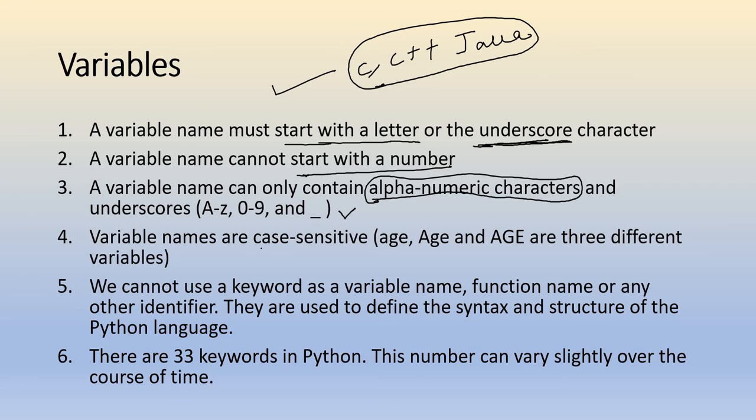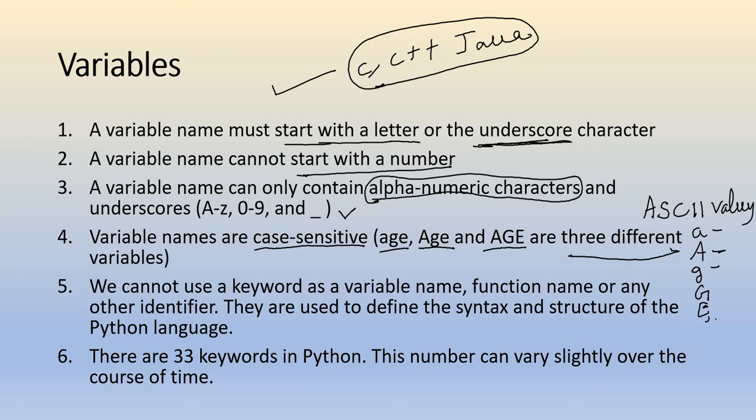Variable names are also case sensitive. If you write age like this, with a capital, and if you write age like this, all in caps, all are treated as three different variables because all have different ASCII values. Small a's ASCII value is different, capital A's is different, small g's is different, capital G's is different, and capital E and small e are different as well. So all are treated as different variables.